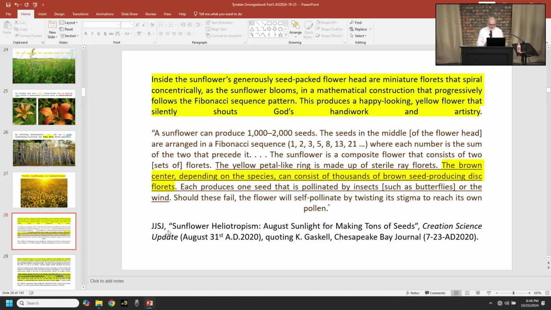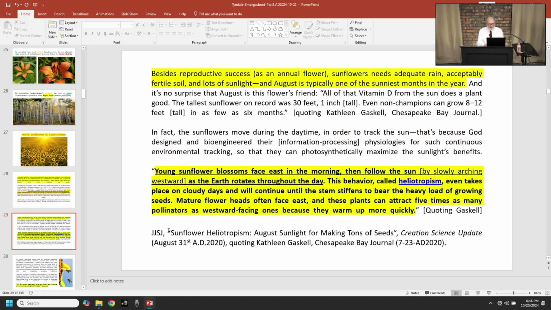Each produces one seed that is pollinated by insects, such as butterflies, or the wind. Should these fail, the flower will self-pollinate by twisting its stigma to reach its own pollen. Just amazing. Next time you look at a sunflower, I hope you remember some of that. They are truly amazing flowers. And we could talk more about them, but I had mentioned how they track the sun in their movement, and the fancy word for that is heliotropism, which just means it follows, it's attracted to the sun.